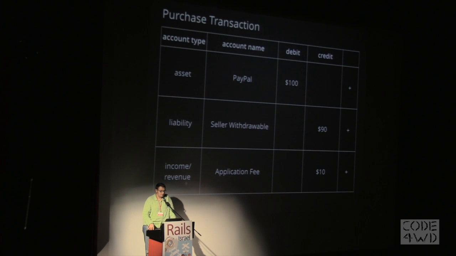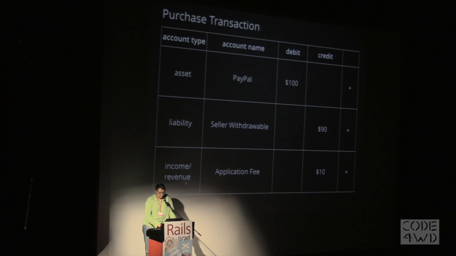We will debit the asset account called PayPal and increase its value, meaning that our PayPal account will now have $100 more than before the transaction. And we will credit the liability account of a seller, withdrawable, meaning that at some point in the future the seller will probably withdraw this $90. And we can record an income, or actually profit in this example, of $10.